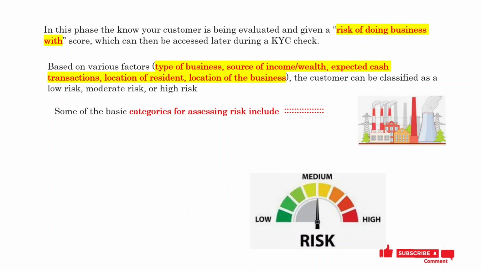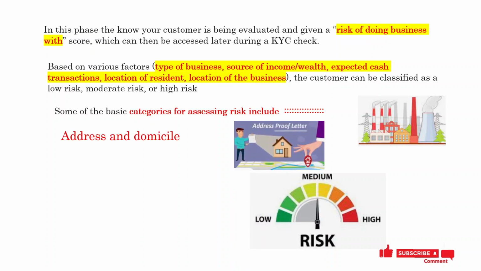So in CDD, what we do, we give a risk categorization. So the basic categorization for assessing a risk are, first of all, address and domicile. As you all know what is domicile in bank, domicile means the nativity of the person. Suppose a person is having his nativity at Washington with doing business in California, so it is a kind of a suspicion, because he is traveling like 5,000 kilometers from his local place to a very different place to do a business. So this is one of the factors for categorizing risks.